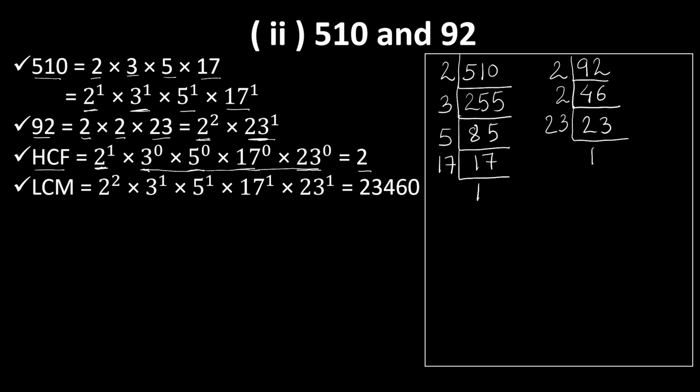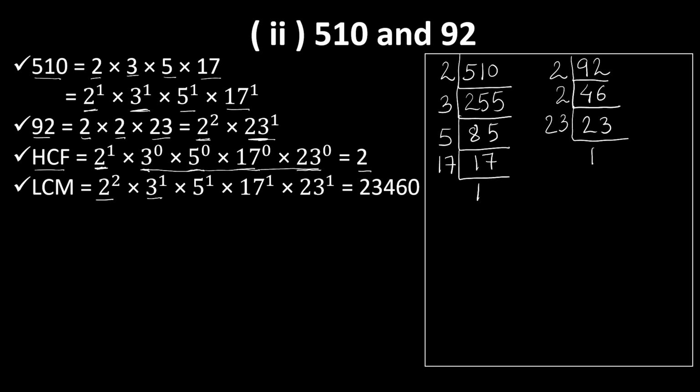Now let's write down the lowest common multiple. For the lowest common multiple, we will be looking at the highest exponent possible. If you look carefully, 2 is occurring twice in 92 but once in 510. So therefore the highest exponent possible is 2, and hence we will be writing 2 raised to 2 here. Now 3 is occurring once in 510 but not in 92. Therefore we will be writing the highest exponent of 3 as 1, and hence it will be written as 3 raised to 1.